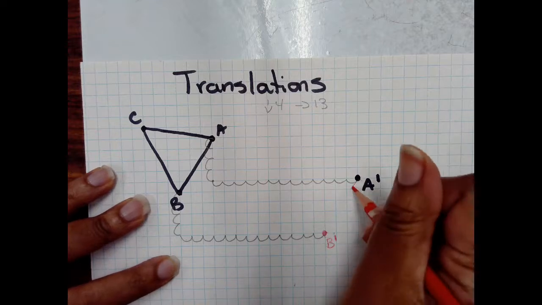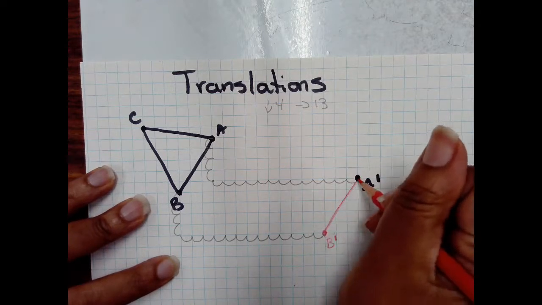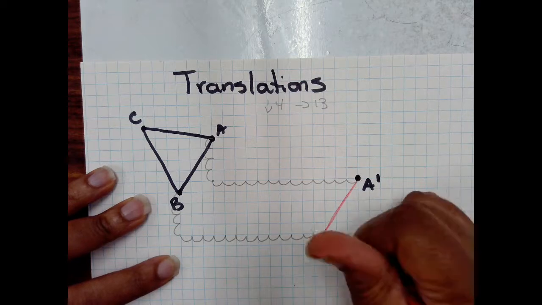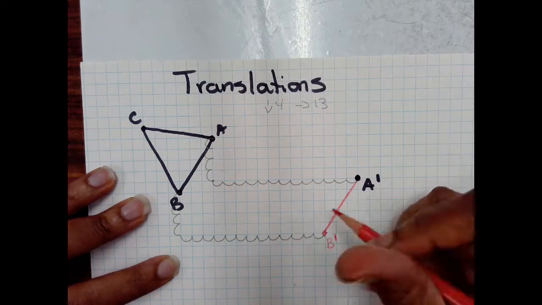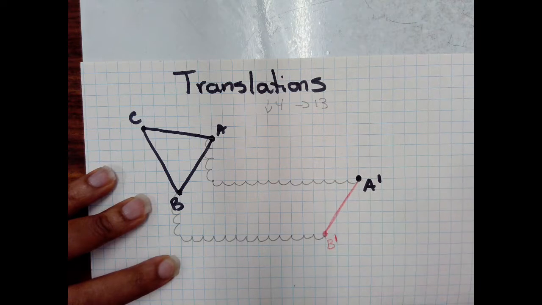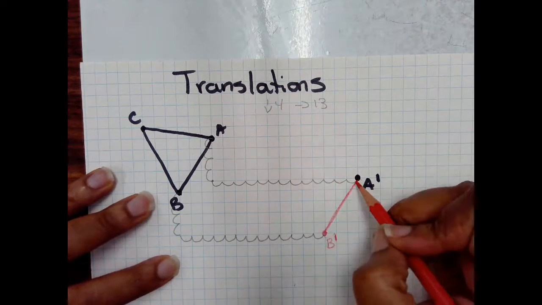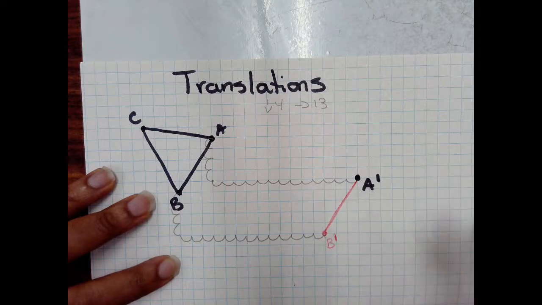Notice I'm using the prime symbol here for my new figure. You use the prime symbol on the image of the original to indicate that a transformation has taken place on the original figure. And the word image basically means the figure that you get after you perform a transformation.